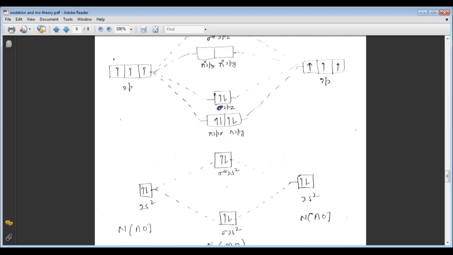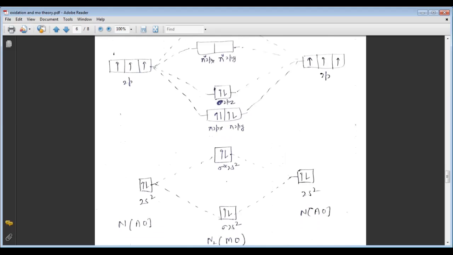And we can see that no unpaired electron is present. It means the magnetic character of the nitrogen molecule is diamagnetic. Clear? If even one unpaired electron is present, it shows paramagnetic behavior. And here there are no unpaired electrons, so it is diamagnetic in nature.